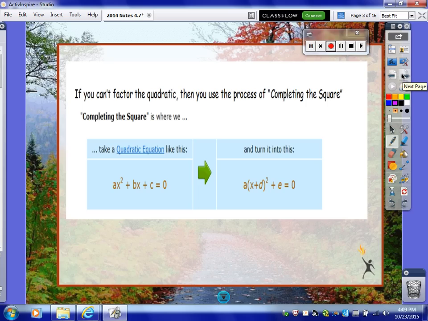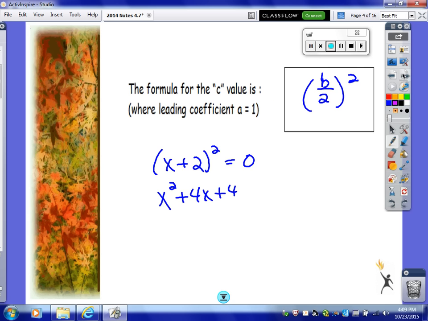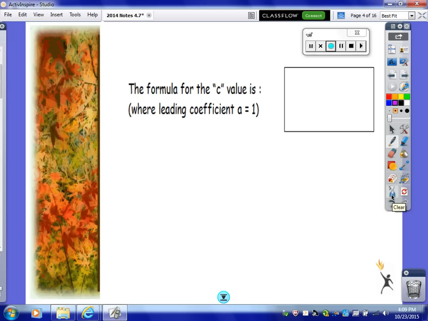Completing the square is when we take an equation in standard form and turn it into an equation that looks like this. All right, you should notice that looks like vertex form, where we used H and K instead of D and E. Same sort of process. So, all right, first of all, we have to think about what is the formula for that C? How do we find C?